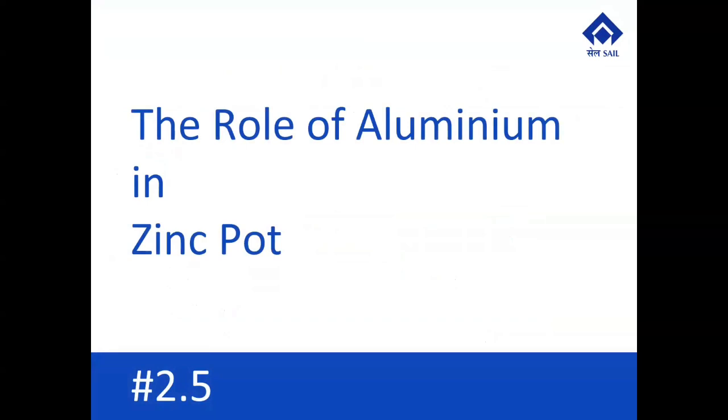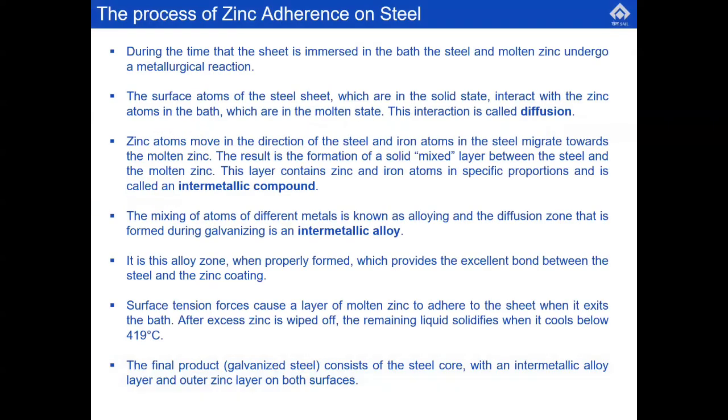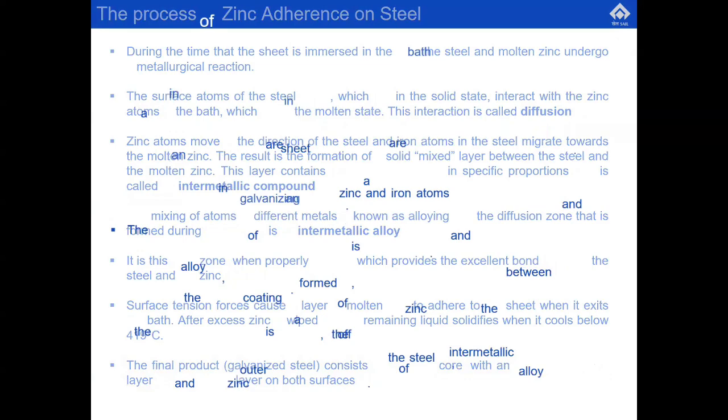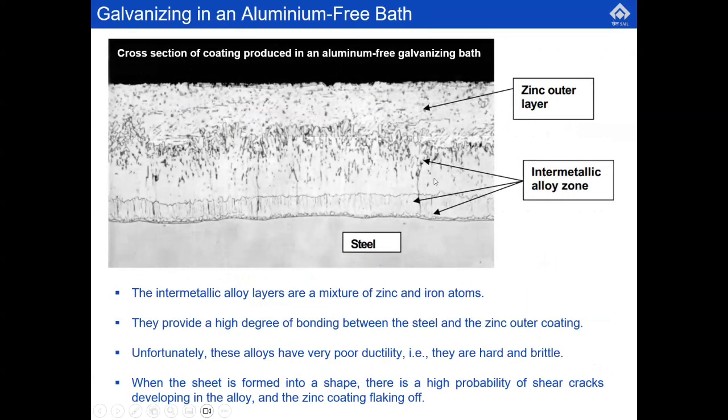This is a bit of depth in galvanizing. Our zinc pot has around 0.4 to 0.45% aluminium in the ingots that we charge. And there is something called effective aluminium, which is around 0.18 to 0.2%, that we maintain in the zinc pot. What the aluminium essentially does is inhibit the fast reaction between zinc and iron. The fast reaction between zinc and iron causes an intermetallic alloy zone, which is very brittle.